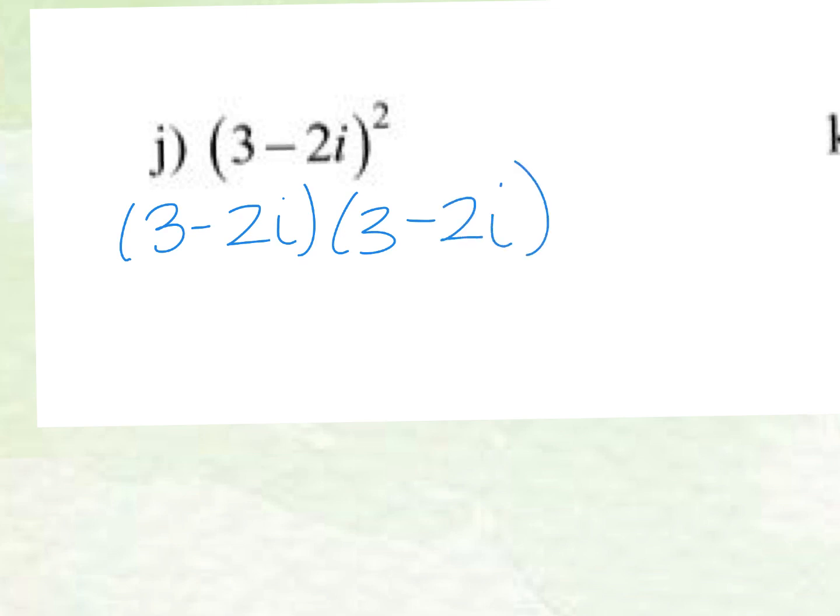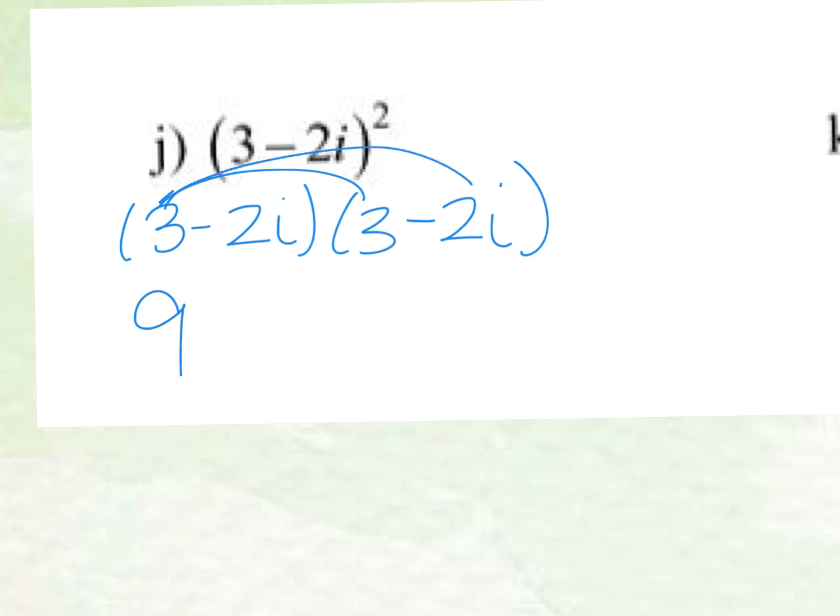For J, remember when we're squaring something, what we're really doing is multiplying it by itself. So what it really looks like is 3 minus 2i times 3 minus 2i, which is a multiplication problem and an opportunity for us to FOIL. So we have our first two terms, which is 9.